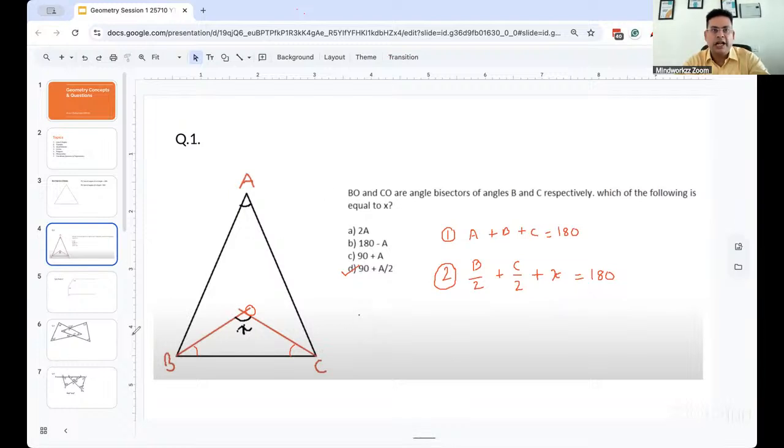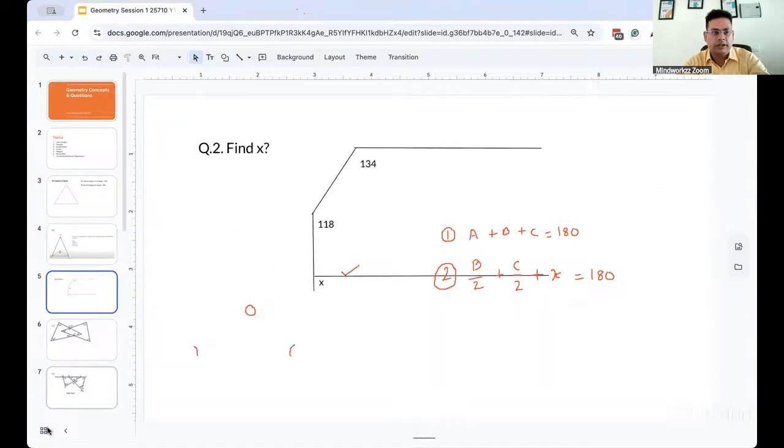Any doubts? Please type in. If you have doubt, please type in. I will explain again, but I think it is clear, right? So let's move to the second question. I will erase the drawings. Find the value of X.